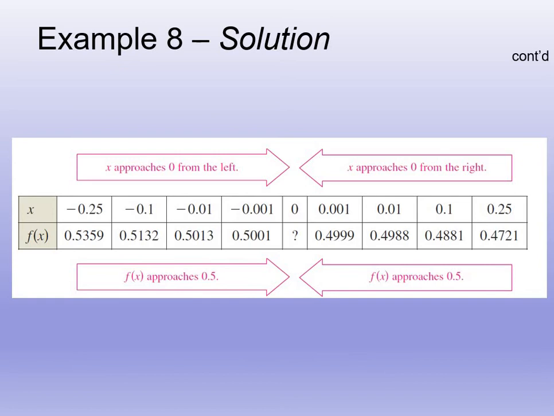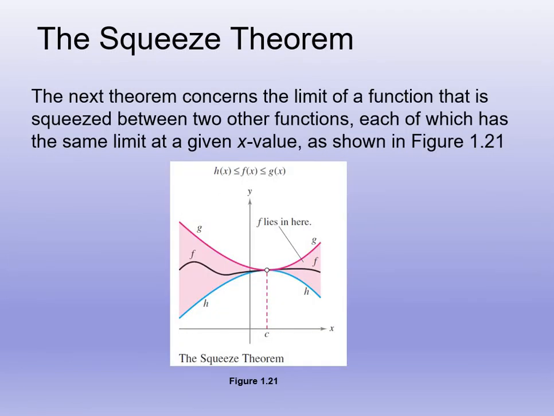As we come towards our x value of 0 from the right, we're getting closer and closer to 1/2. As x is approaching 0 from the left, and literally you're tracing with your finger from the left to right or right to left, where they meet at that point, that is where the limit is, and it works in the table as well.